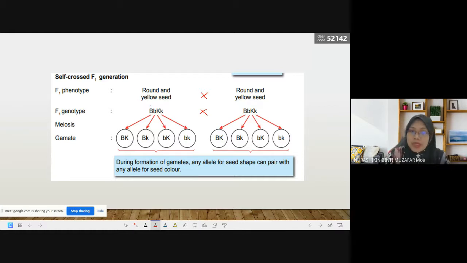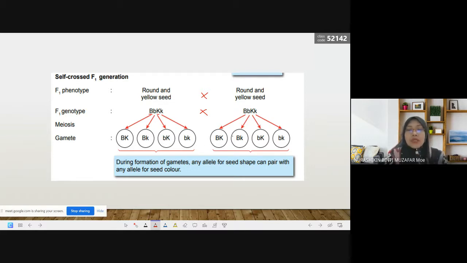Okay, so from this genotype, we can get 4 types of gametes. Okay, so big B, big K. This is both dominant. Big B, big K. And then maybe there is a possibility for big B, small k. Okay, then small b, big K. And lastly, both are recessive, small b, small k. See? So for the other side, the gametes are the same because it is the same genotype.